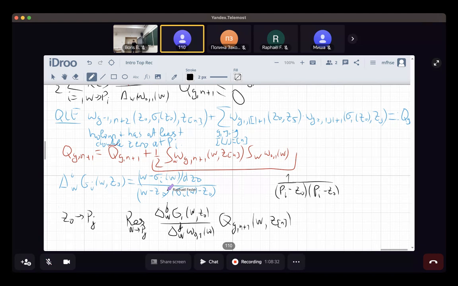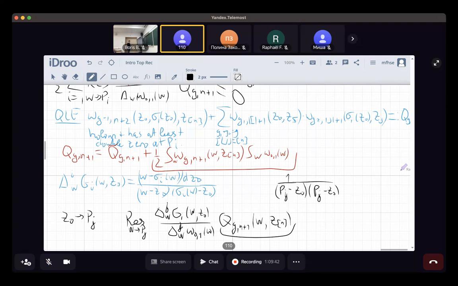Now let's look at the j's term. If you look at the j term, you will see that it seems to have a double pole there when z0 tends to pj. But the whole expression should be zero even if z0 tends to pj. The other terms cannot cancel this pole because they can only make poles at the other points, which means that this term should vanish separately when z0 tends to pj. The expression under the residue should vanish due to the properties of just this term.